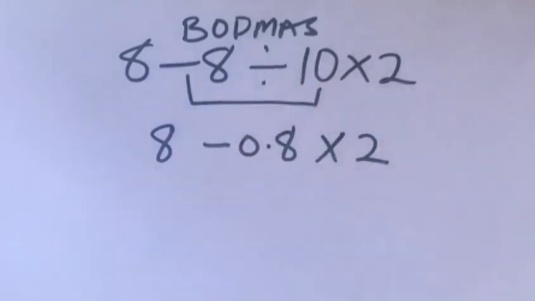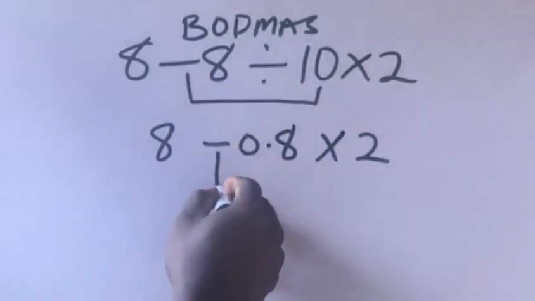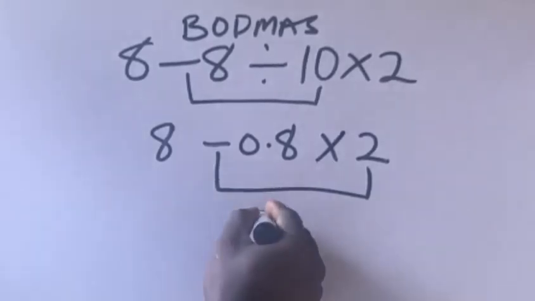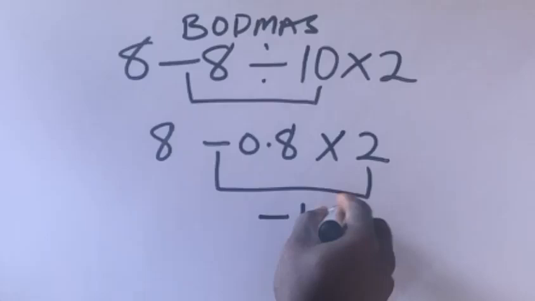Remember, multiplication comes before addition and subtraction. So let's multiply. Minus 0.8 times what? 2 will give us minus 1.6.